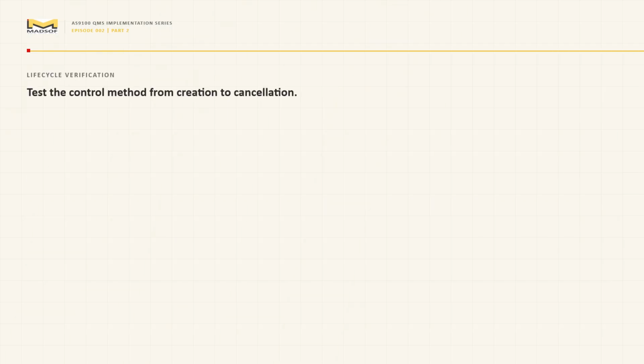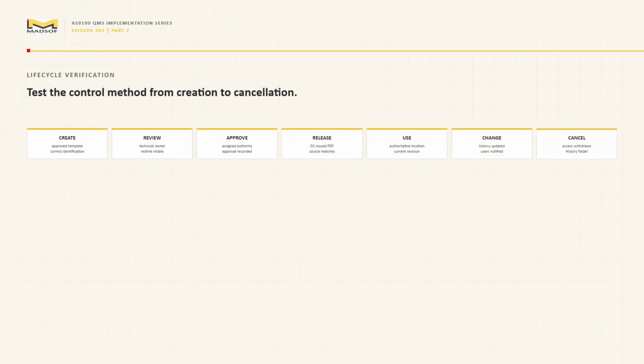Before considering the method complete, test the entire lifecycle. Can a user find the current release without asking someone? Can document control show who approved it and confirm that the editable source matches? Can you trace a change, notify affected users, withdraw obsolete copies, and preserve the previous revision? If any answer is no, the procedure still contains a control gap.